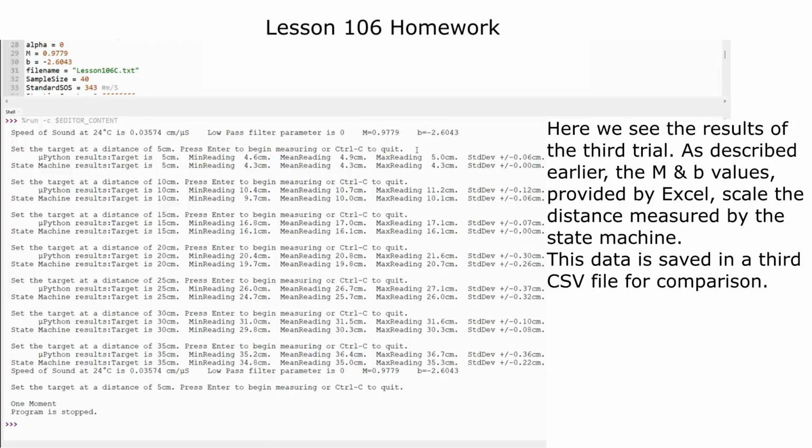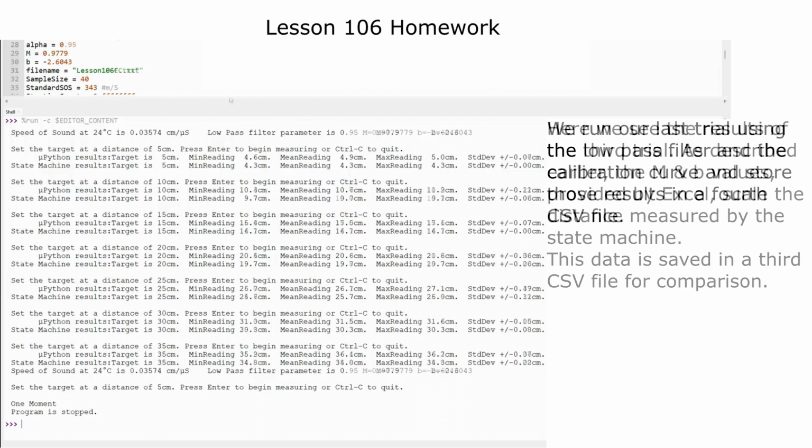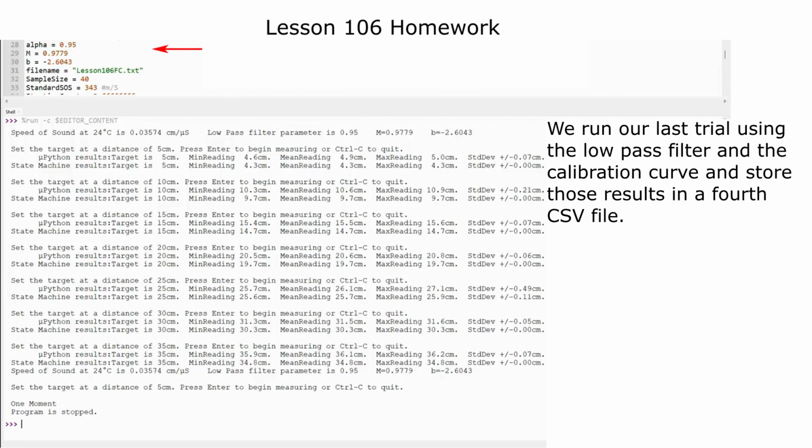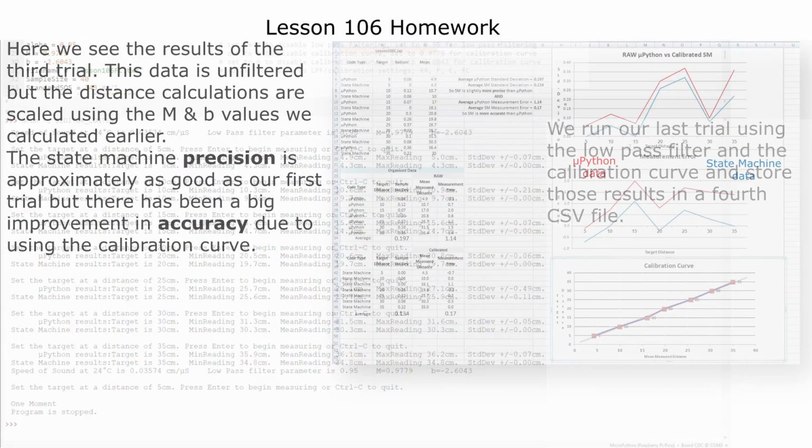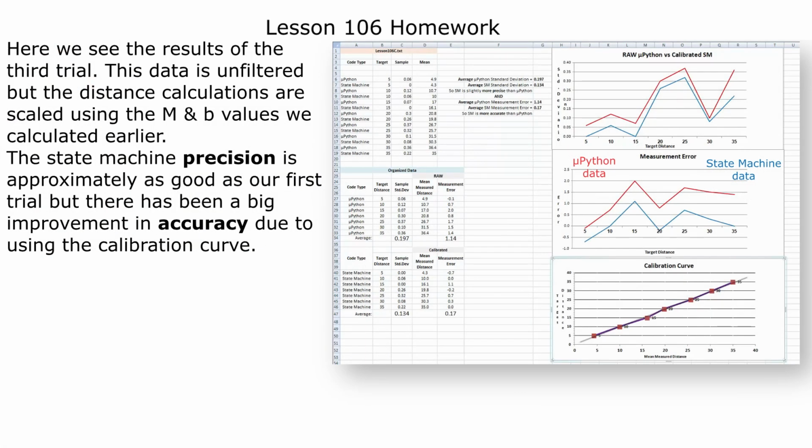Here we see the results of the third trial. As described earlier, the m and b values provided by Excel scale the distance measured by the state machine. This data is saved in a third CSV file for comparison. We run our last trial using the low-pass filter and the calibration curve and store those results in a fourth CSV file.